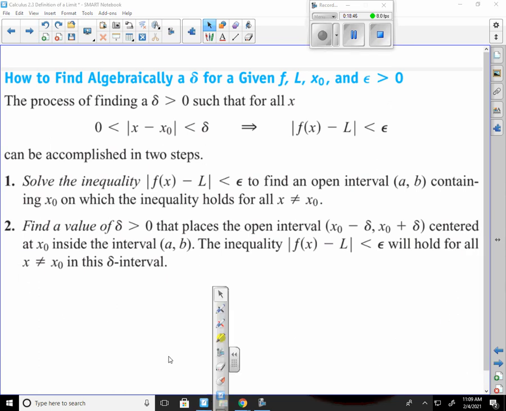Okay, so basically this whole thing here is, in words, what we just did. To algebraically find a delta for a given function limit at x naught, we can accomplish it in 2 steps. First we solve the inequality absolute value of f of x minus L less than epsilon, to find an open interval from A to B containing x naught on which the inequality holds for all x, x not equal to x naught. Then find a value of delta greater than 0 that puts the open interval x naught minus delta to x naught plus delta, centered at x naught, inside the interval, so that the inequality holds for every x in the interval.